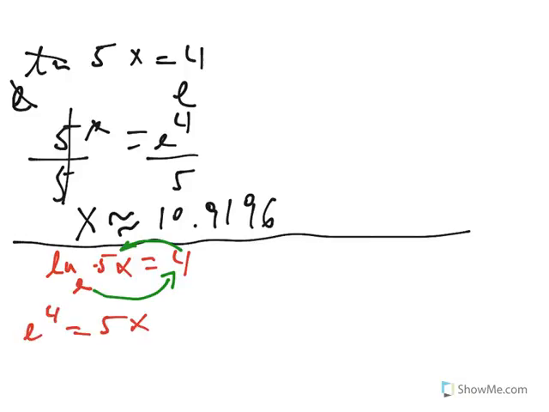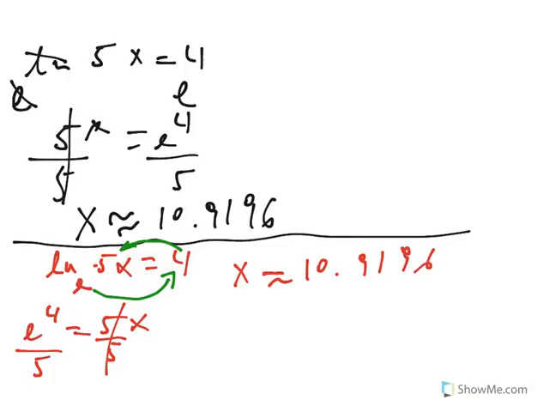In this case, to leave x alone, I have to divide by 5 on both sides. Now you can see that we came to the same equation as before. To leave x alone, again we have to divide by 5. So the answer is going to be 10.9196, which is the same answer as we got before.